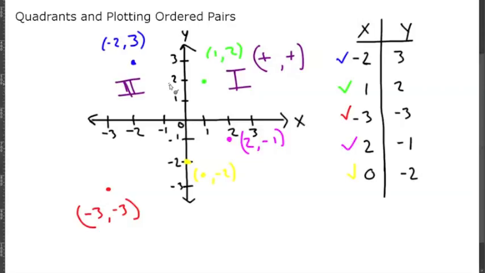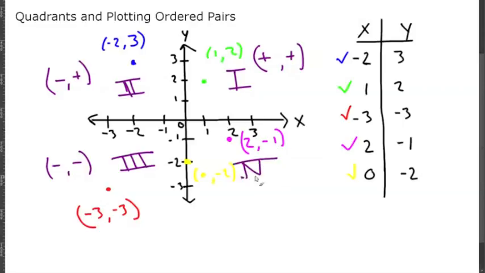Quadrant 2 is in the upper left-hand corner. This will have negative x values and positive y values. Quadrant 3 is in the lower left-hand corner. This is going to have negative x values and negative y values. And last but not least, quadrant 4. This is going to have positive x values and negative y values.